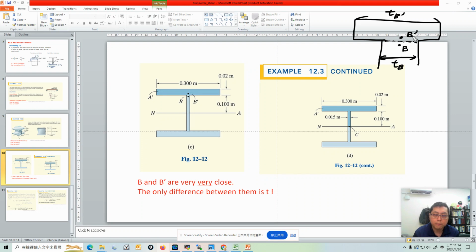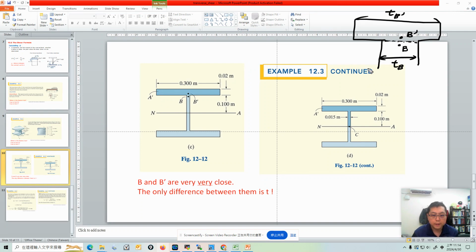B and B prime are very close to each other. B prime is a little above the dash line, and B is a little below the dash line. The only difference is their thickness. They have the same Q, because the Q is all the same, but I'll talk about the Q later.